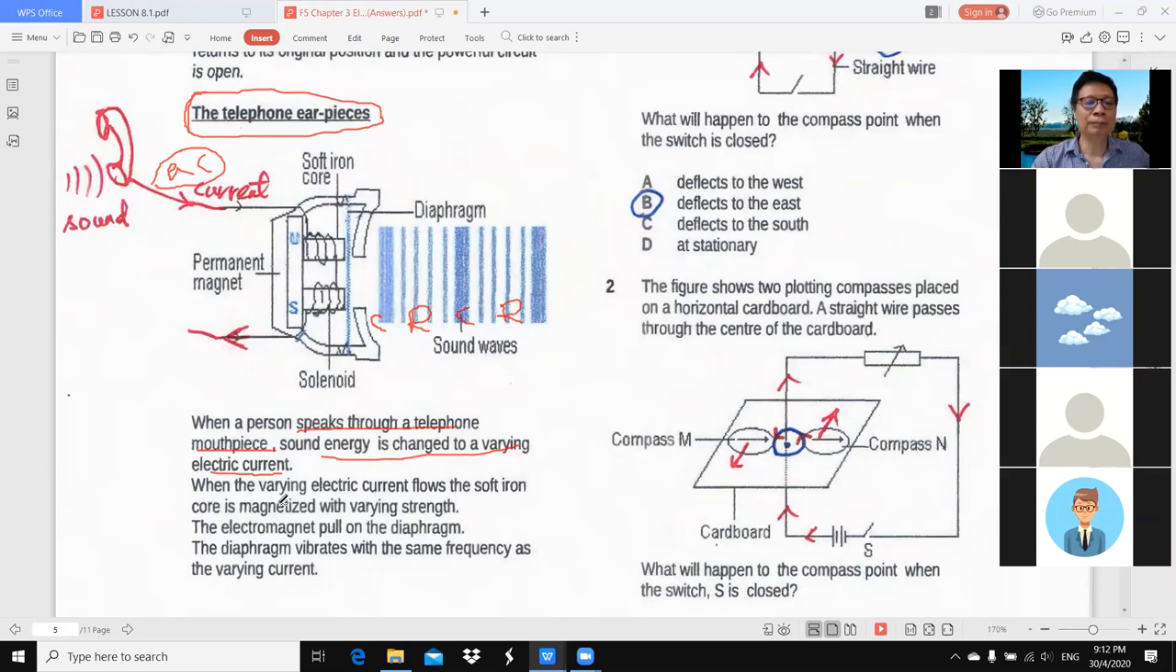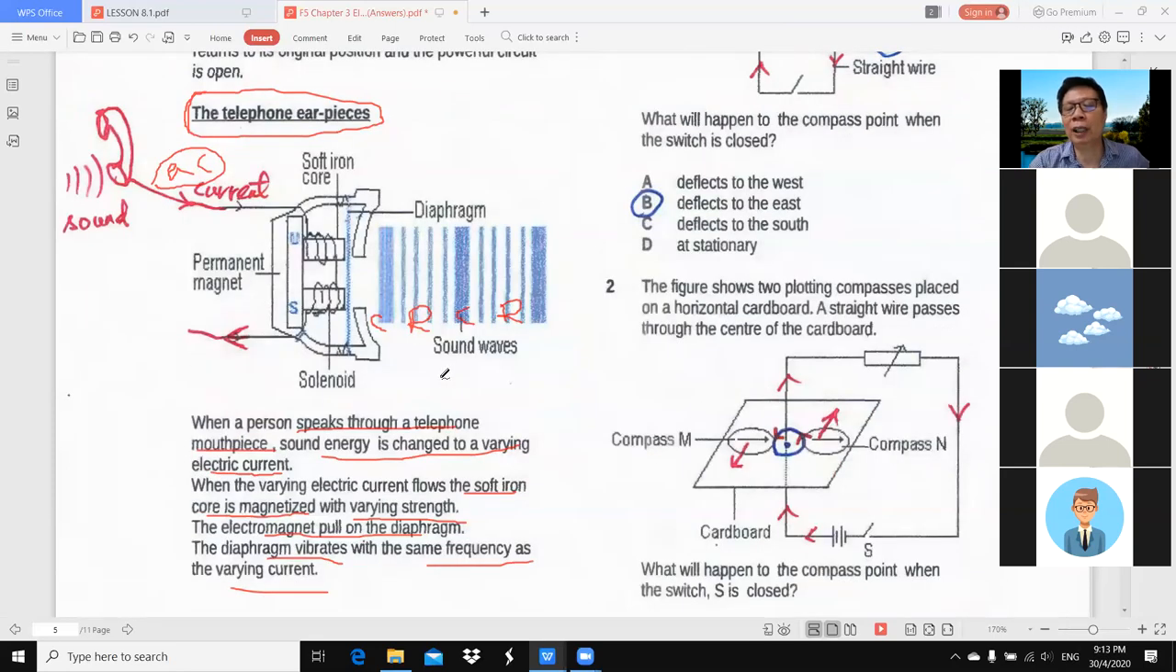When this varying electric current flows through the soft iron here, these two soft irons, the soft iron core is magnetized, this one becomes a magnet, with varying strength. Varying strength means the strength is a while strong, a while weak, a while strong, a while weak. Why varying? Because this is a varying magnetic field. So the electromagnet pulls on the diaphragm. This piece of paper is the diaphragm. The diaphragm vibrates with the same frequency as the varying current. Then vibration produces sound. Then you can hear what your friend is saying to you. Understand?